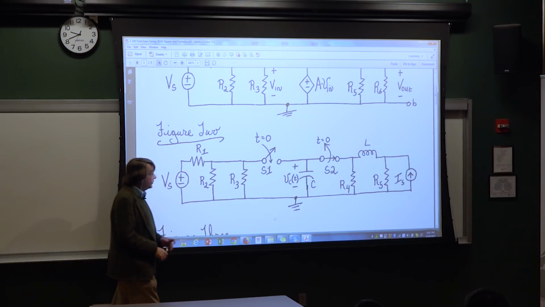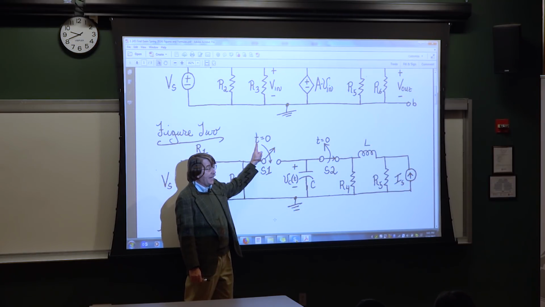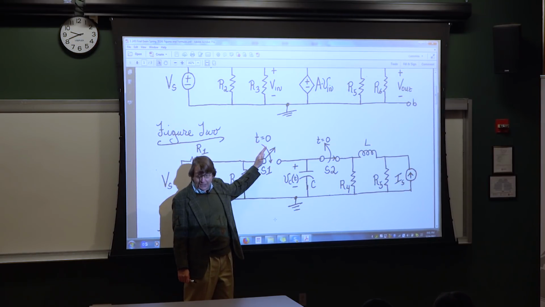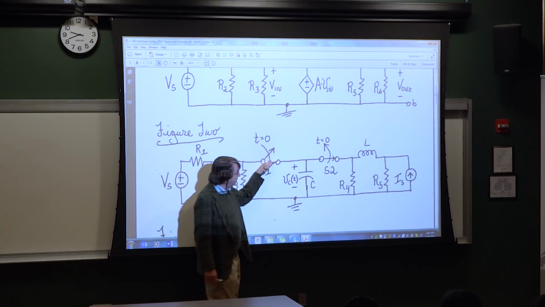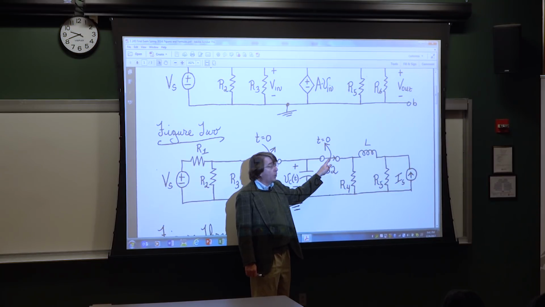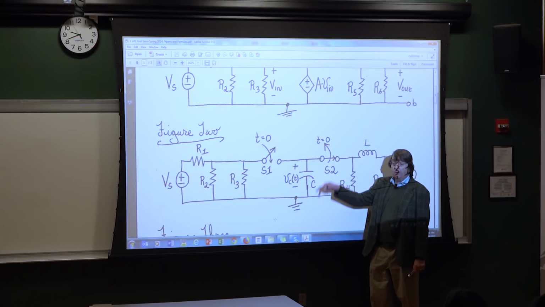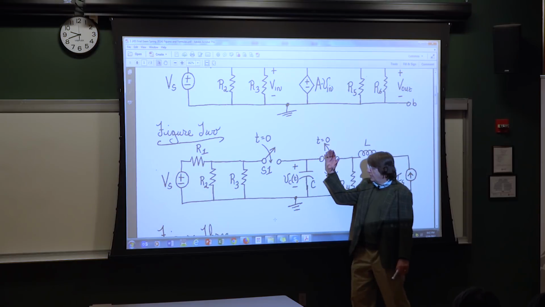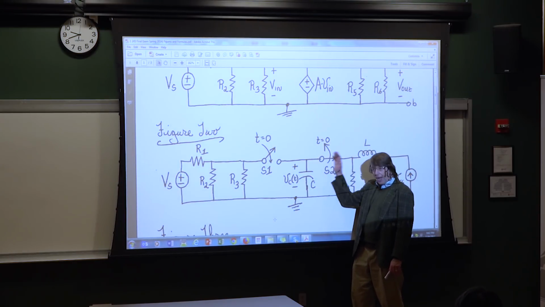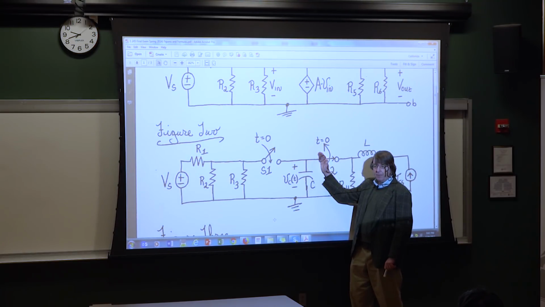So for t greater than 0, since this switch is indicated to close at exactly t equals 0, this switch is closed. And since this other switch is indicated to open at exactly t equals 0, this switch is open for t greater than 0. So I think that I can ignore the right side of this circuit. What I have is one resistor, R1, then R2 and R3, and then the capacitor.